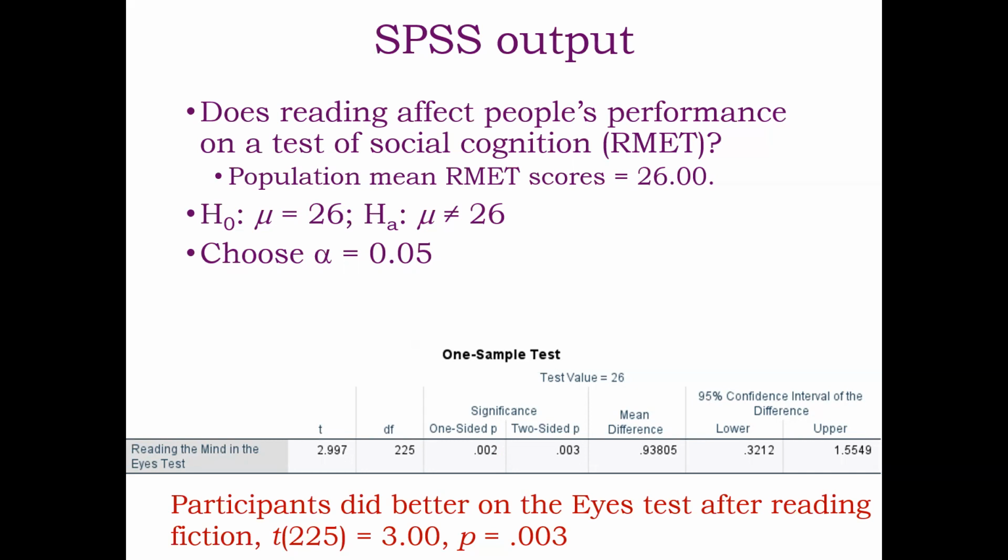So our null hypothesis is that it's the same as the population mean, that people who read are just the same as everybody else, right? So this would be mu equals 26. And our research or alternative hypothesis is just that the mean is not 26. We can choose an alpha of 0.05.